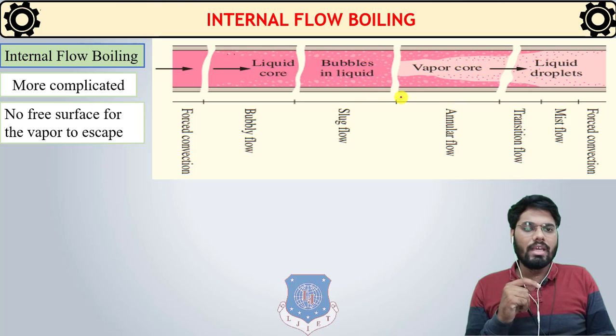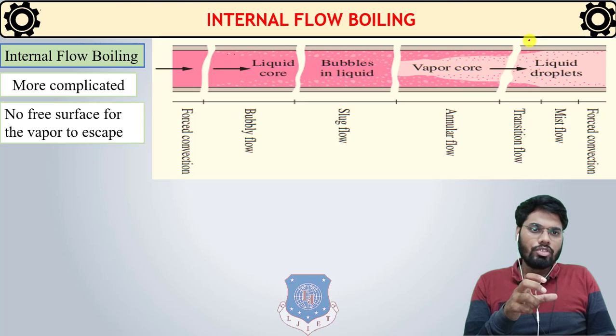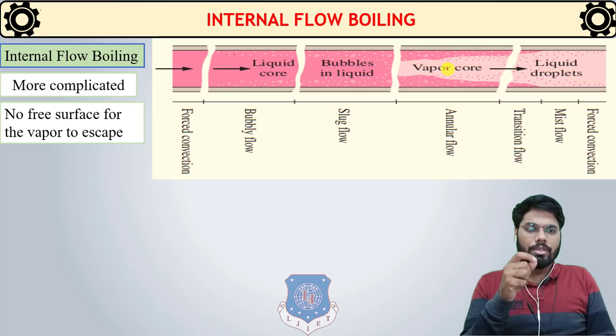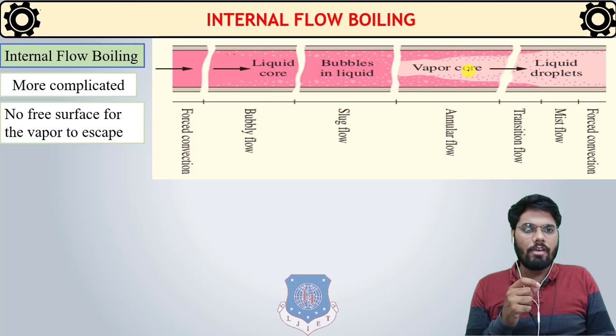After some length, we can see a number of bubbles coming to the mainstream, and due to the greater vapor content, there is mostly vapor at the center of the pipe and only fluid near the surface of the inner wall. So it is mostly vapor in the core with a liquid film in the annular area. This flow is known as the annular flow.